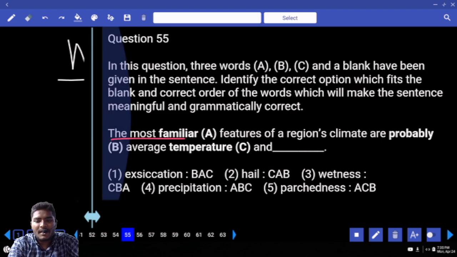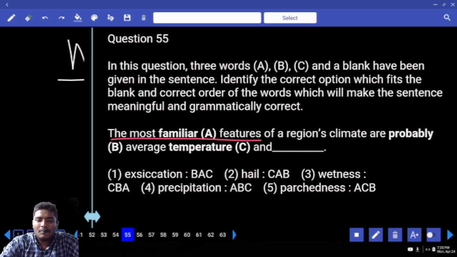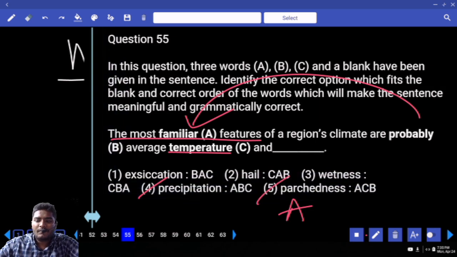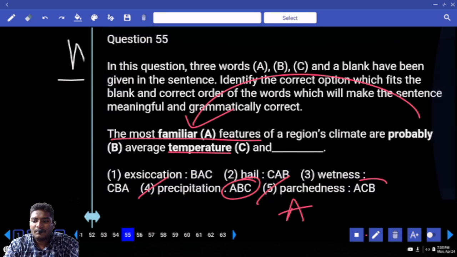The most familiar features, the most probable features, the most temperature features. Which is the correct one? Familiar features. That means your answer should start with A. How many options do you have? Four or five? ABC or ACB.